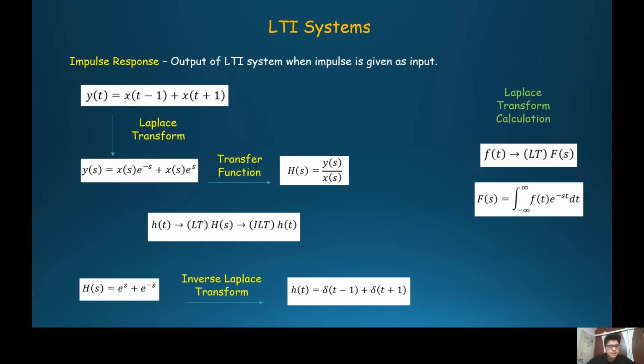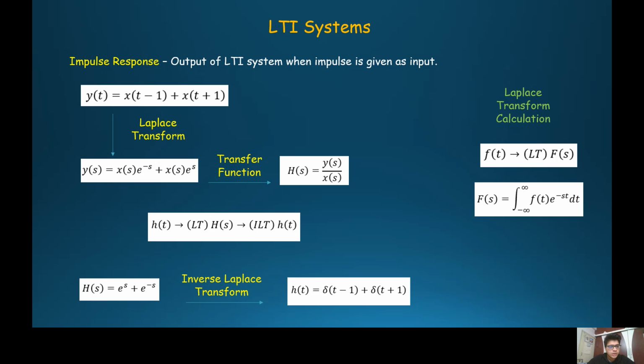Now, let's see what the transfer function is. Transfer function is the ratio of the Laplace transform of the output signal to the Laplace transform of the input signal. So when we calculate the transfer function of this system relationship, we get H(s) as e power s plus e power minus s.